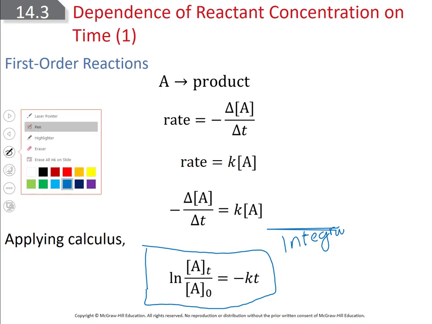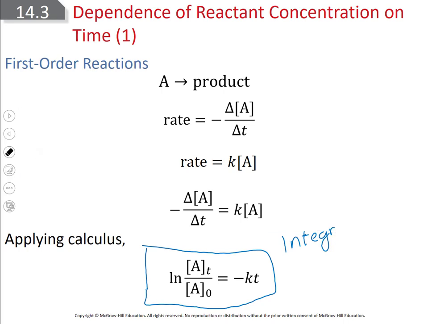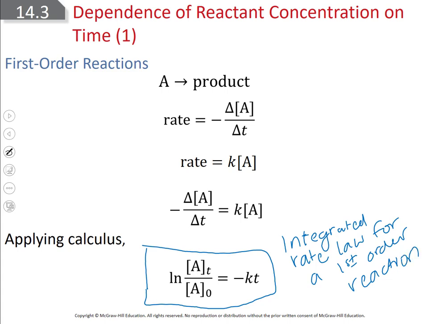Let's keep doing that. For a first order reaction, natural log of your concentration at some time t divided by your concentration initially, or at time 0, is equal to negative K, your rate law constant, times T, whatever your time is.